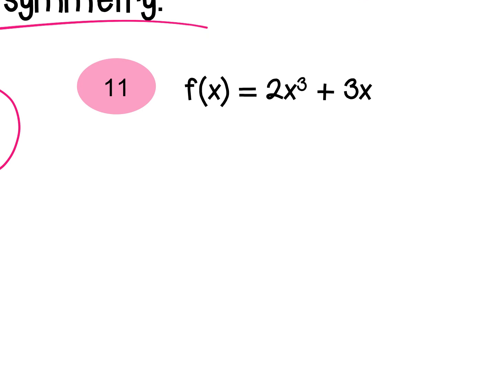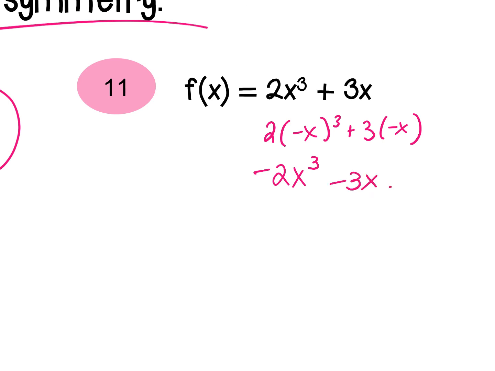Now 11, plug in the negative x again. Negative x to the third power, what happens there? Keeps the negative, so this ends up being negative 2x to the third. And then positive 3 times negative x becomes negative 3x. It does not match. Are they both the opposite? Yes, so this is odd, and if it's odd, it's symmetric to the origin.